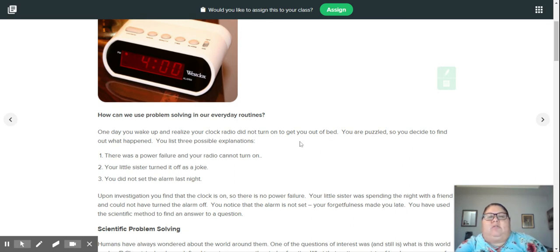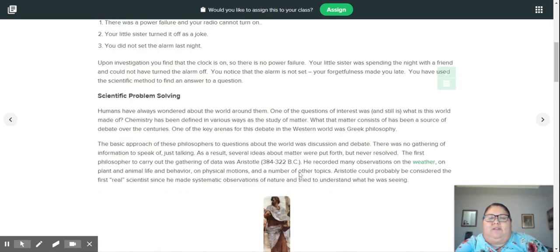So let's continue our investigation. Upon investigation, you find that the clock is on, so there was no power failure. Your little sister was spending the night with a friend, and she could not have turned off the alarm. You also notice that the alarm is not set. Your forgetfulness made you late. You used the scientific method to find an answer to your question.